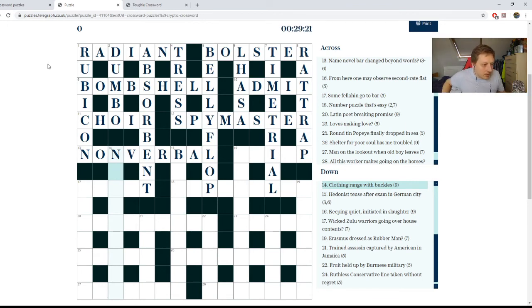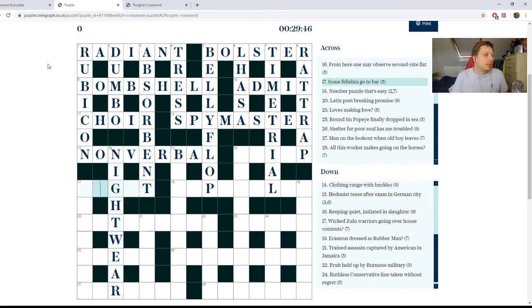Anagram. Gosh. Okay, buckles can mean it is an anagram indicator, so it's an anagram of range with. That's a lovely anagram indicator. So nightwear, thank you. That is your anagram indicator there. So your clothing is nightwear. Range with buckles means anagram of range with. Thank you very much. I'm going to have to write that down in my anagram fodder.